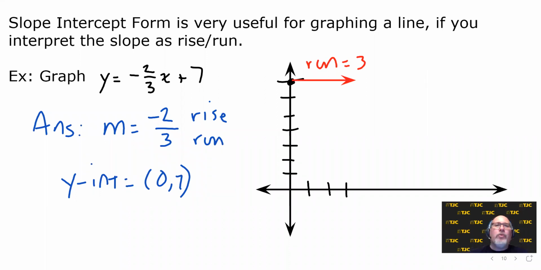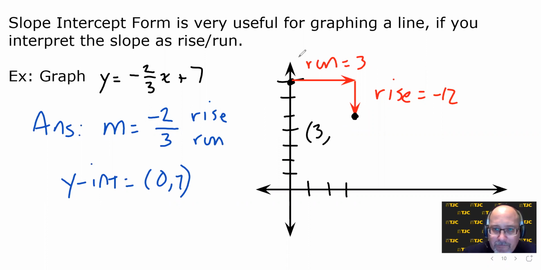And then from that point, we would rise -2. But to rise in negative means to go down. So from here, we're going to go down to about here. And that would represent a rise of -2. And this will take me to another point on the graph here. And if it were drawn accurately, that would be the point, looks like over 3, up 5.